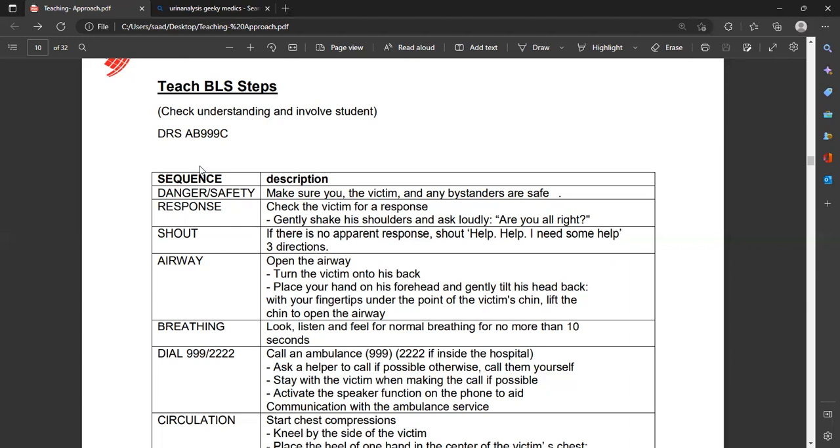Help, help, help. In 3 directions. Like help, help, help. Loudly and in 3 directions. While teaching, you have to say it loudly to show the student that we say it loudly. Help, help, help. So DRS and then airways.